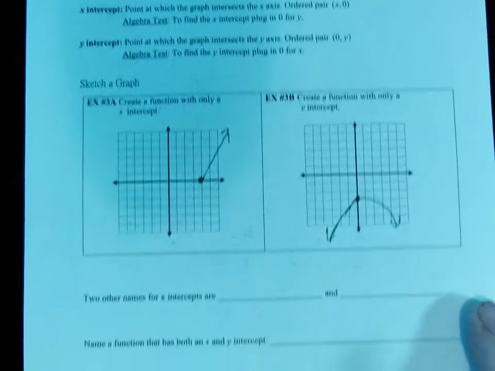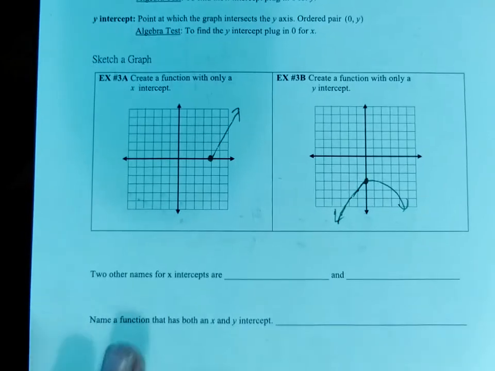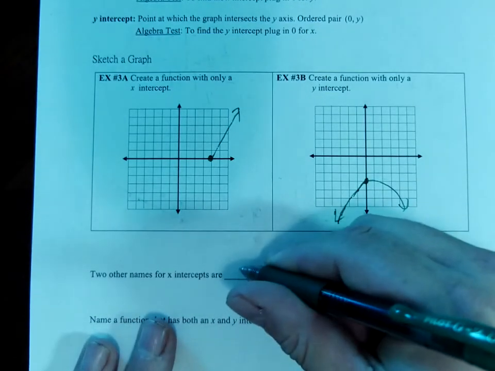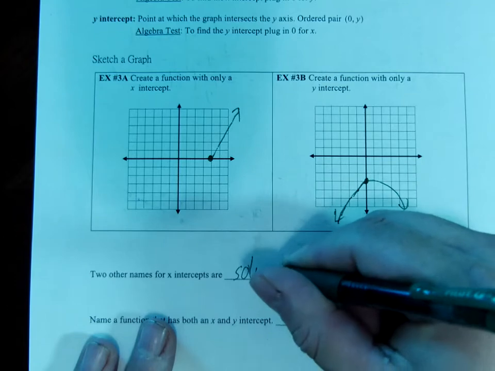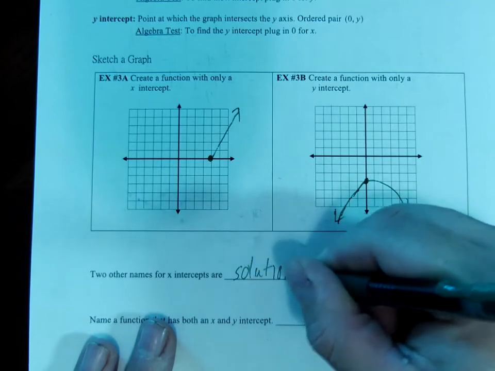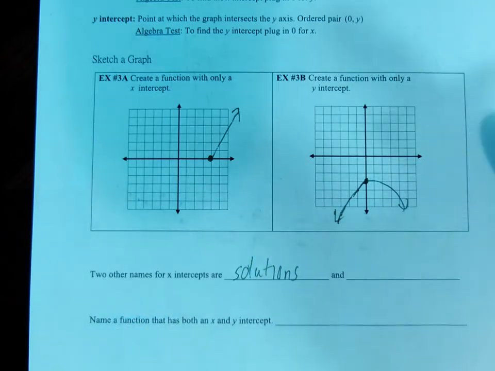Alright, so two other names for x-intercepts are solutions and zeros. Oftentimes when we're saying to solve an equation with a y equals, that's what we're talking about. What's the solution for x? Where does it cross the x-axis? And also when we're saying find the zeros, we're talking about the specifics where y is equal to 0, not where x is equal to 0.